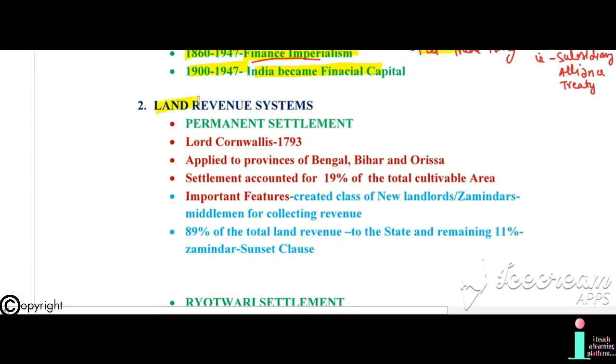So, land revenue system: there were three main land revenue systems which were developed by the Britishers in different regions. First was the Permanent Settlement, applied by Lord Cornwallis in the year 1793, and it was applicable to the provinces of Bengal, Bihar and Orissa. This settlement accounted for 19% of the total cultivable area.